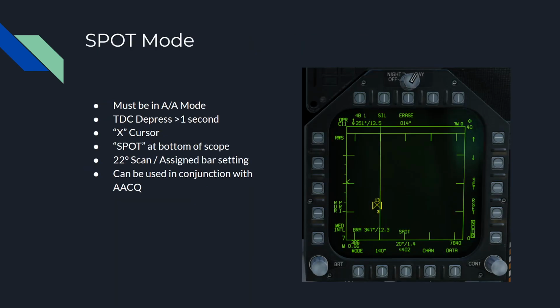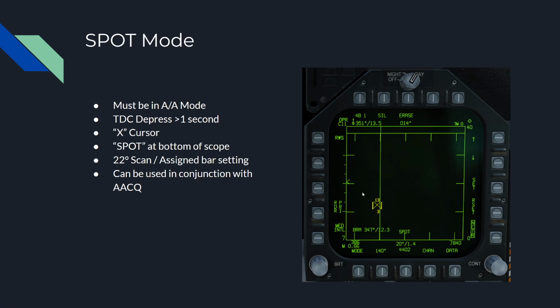Spot mode. You can enter spot mode by, you've got to be in air-to-air mode, and you just press and hold the throttle's TDC for more than 1 second. And once you release it, you'll get this X through the middle of your TDC. And you'll see spot at the bottom of the scope. What it does is it narrows down, it's essentially still in range while scan, and it's going to narrow down your azimuth to that 22 degrees at the assigned bar setting.